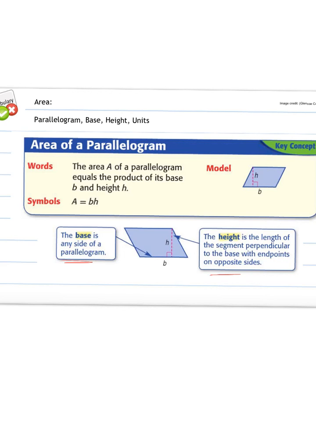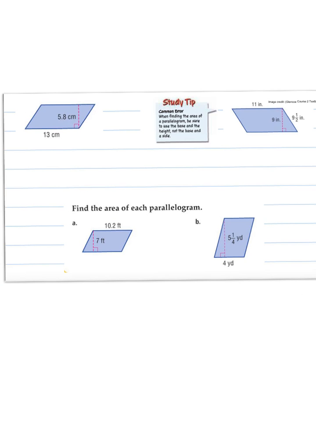And in order to find the area of a parallelogram, you would take the product of its base and its height, or multiply the base times the height. Alright, so let's take a look at that. Remember, our equation for it is area equals base times height.